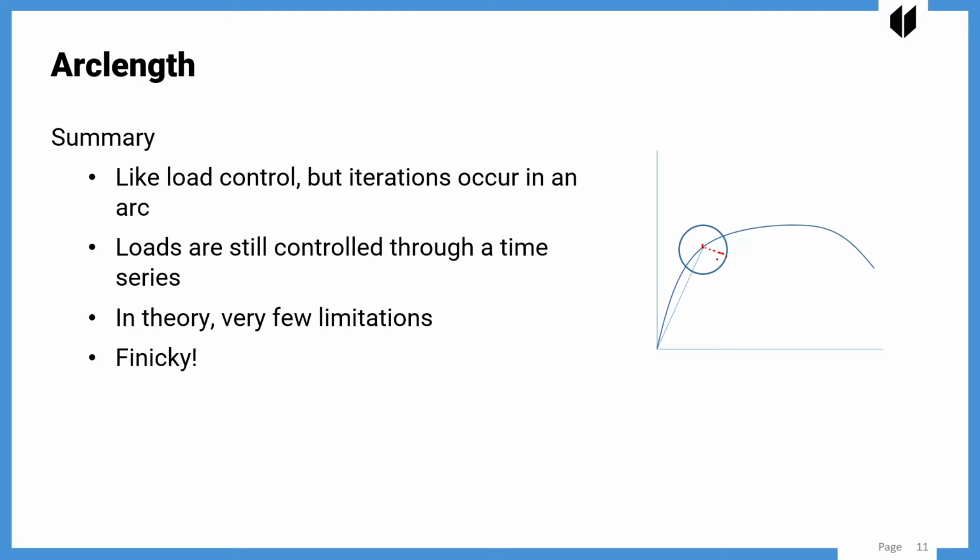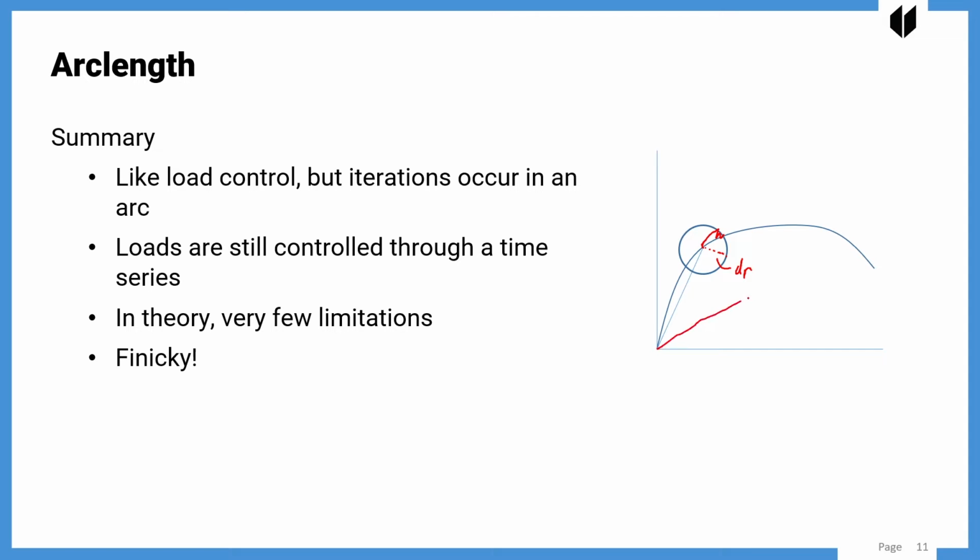So there's going to be some radius, say like dr, and then the iterations will occur along basically this curve. So it's a little bit more robust from a load control algorithm in that we can capture a lot more behavior in theory. And in theory, it's the type of iteration that has the least number of restrictions.